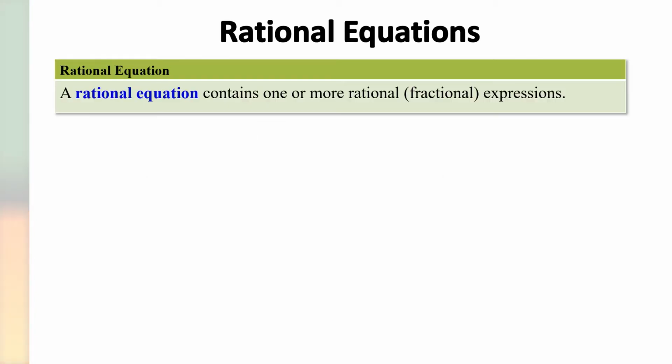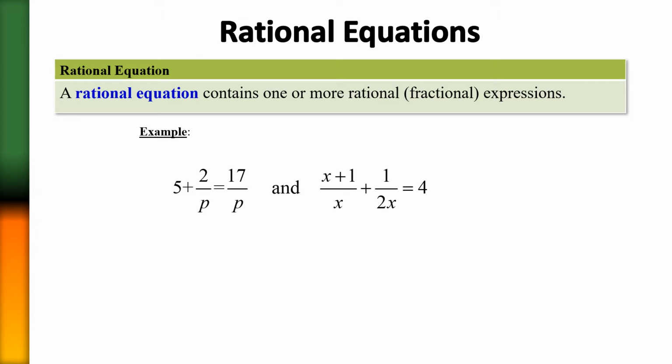A rational equation is an equation that contains one or more rational expressions. Here are examples of a rational equation. Notice you have an equal sign in it, and equations will always have an equal sign in which you are solving for some variable, whether that's x in this case or p in the other. But yes, you are solving for some variable in rational equations.